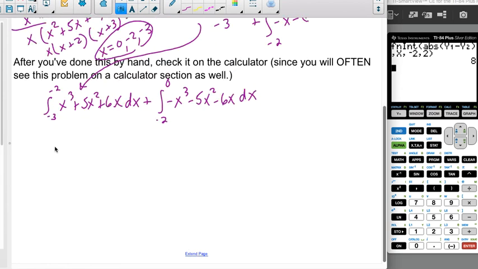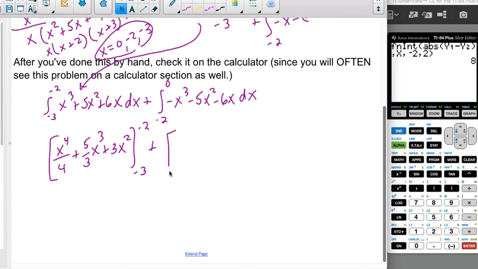So what we're going to get is x to the 4th over 4, right? Plus 5/3 x cubed plus 3x squared from -3 to -2. And this one's no fun because your bounds aren't always zeros, so that's less fun. This is -x to the 4th over 4, but you notice it's the same antiderivative just with a minus in front. A -5/3 x cubed and a -3x squared. And again, we're plugging in -2 to, this one's at least a 0, so that's slightly nicer.